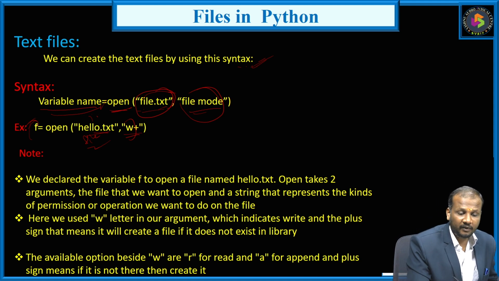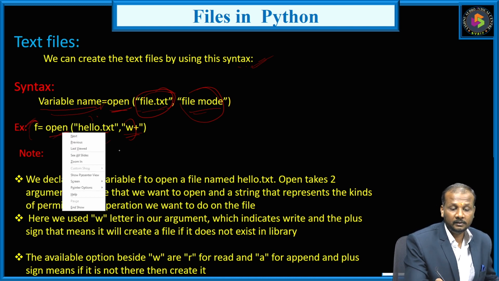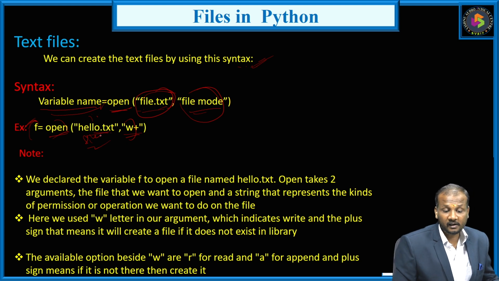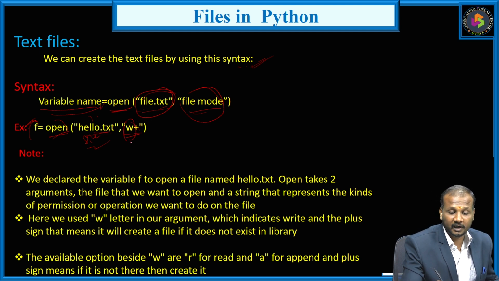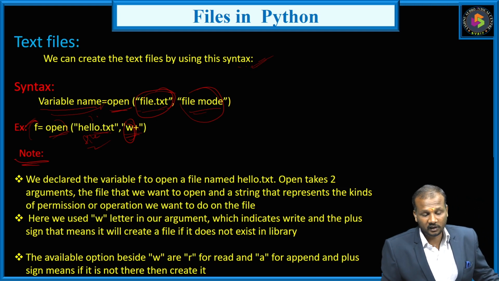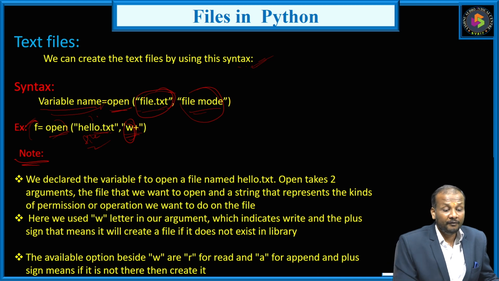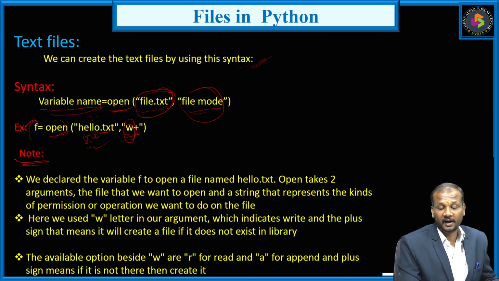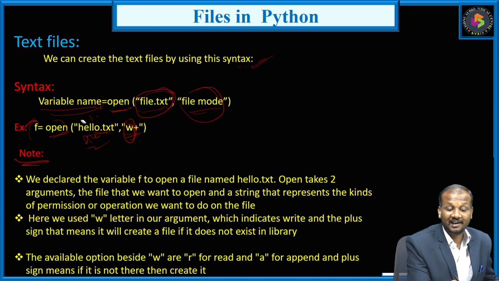Now the example: f equal to open. F is a variable. Open means open the file. In the open brackets, write the file name, hello.txt, comma, then the operation mode. This is called the file mode. The operation mode given here is w+. In the w+ operation, we declare the variable f to open a file named hello.txt.